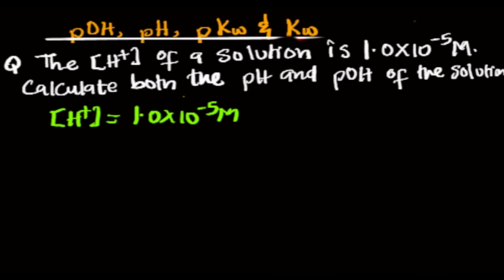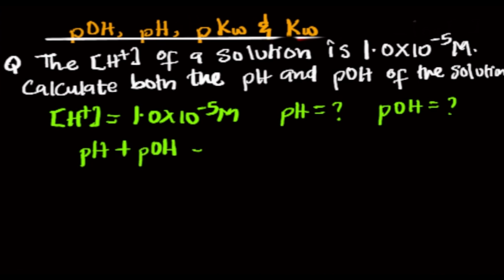And you are asked to calculate both the pH and also the pOH of the solution. You don't need to stress yourself. It's very, very simple. Now look at what I'm going to do. You just have to record two formulas. The first formula is pH plus pOH equals 14.